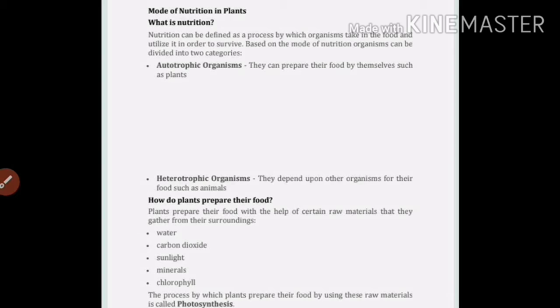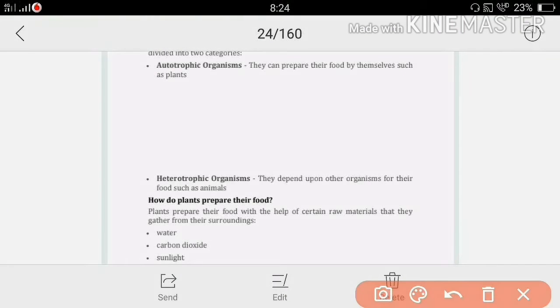So what is heterotrophic nutrition? They depend upon other organisms for their food, such as animals. Obviously, heterotrophic organisms can be divided into three types. It is not given here, but I will discuss it.